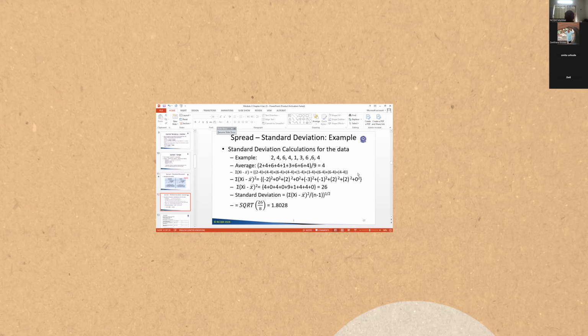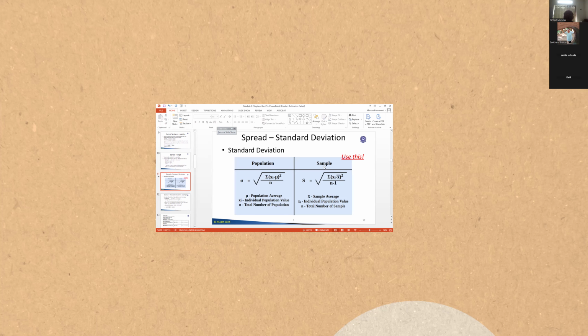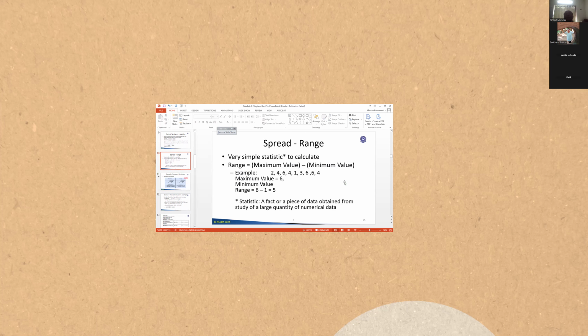Now, can you calculate the standard deviation? Sample standard deviation. Please calculate the sample standard deviation. You write down this formula, and then the data is here: 2, 4, 6, 4, 1, 3, 6, 6, 4.